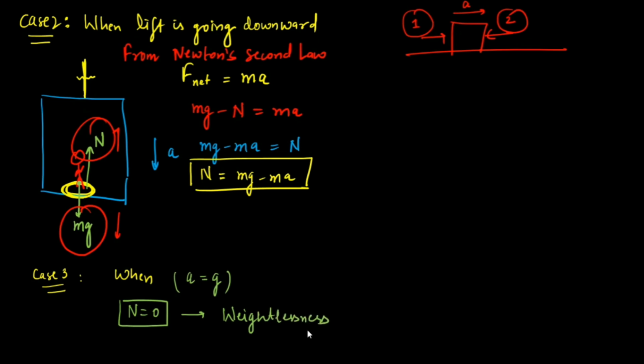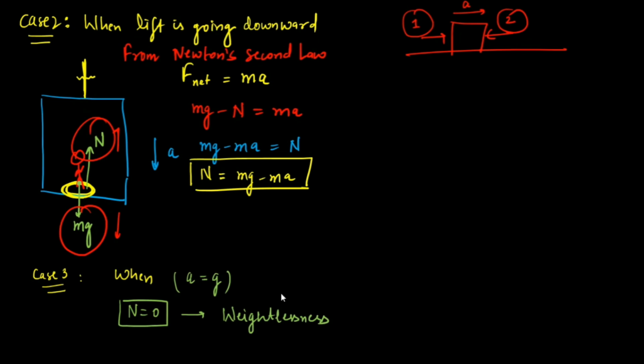So if the acceleration of the lift becomes equal to acceleration due to gravity, in that case, we can say that the normal reaction on that person is going to be 0, because mg and ma both are equal in this part. So normal will be almost 0. So that situation is called weightlessness.